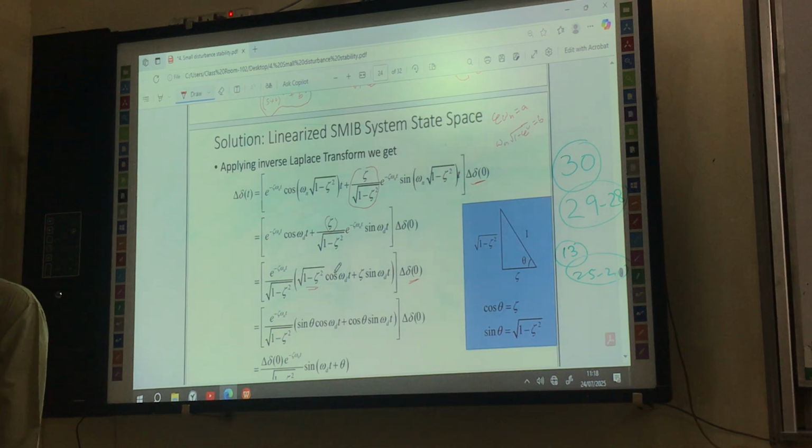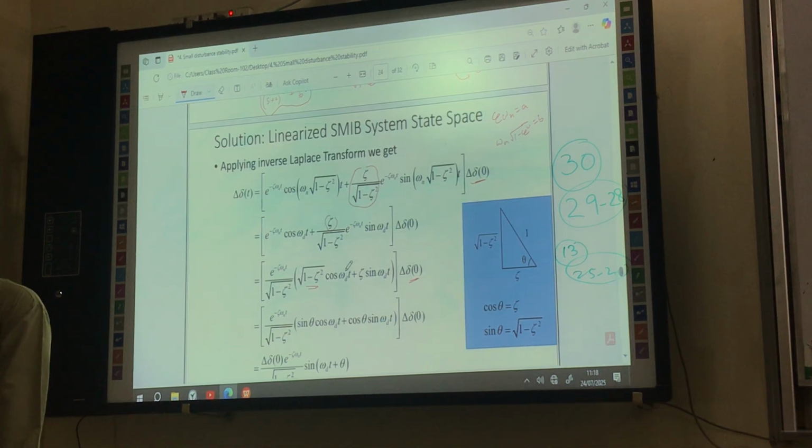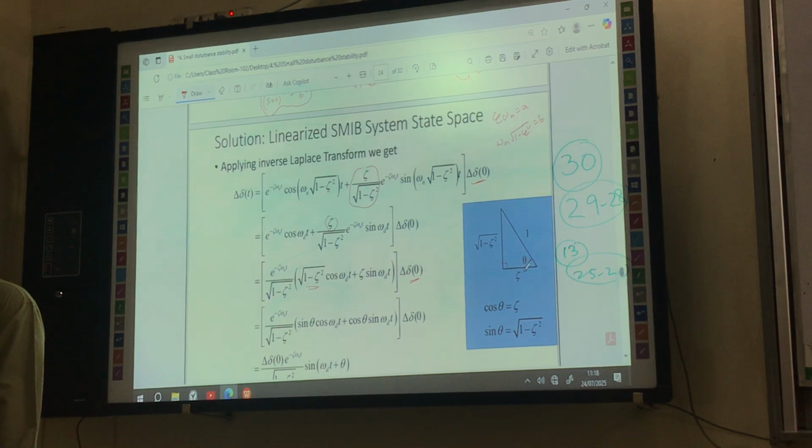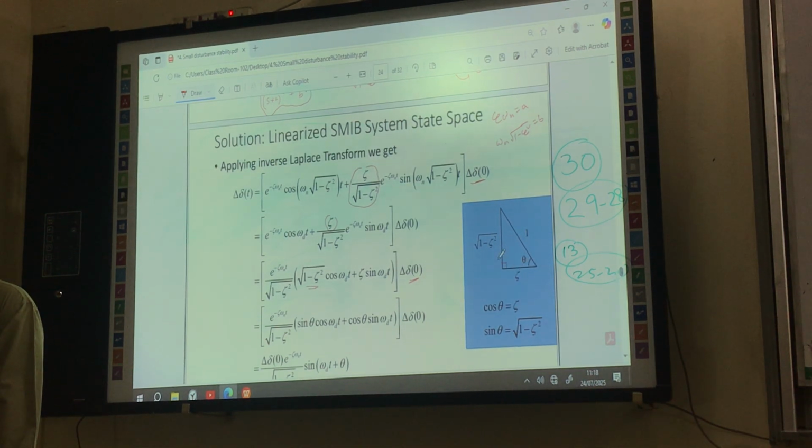Now here we have to use a trick. We have to use a right angle triangle. So let's say this is our right angle triangle. This is the base, this is the vertical arm and this is the hypotenuse. Let's say this is theta. Let's say the size of the base is zeta and the size of this vertical arm is root over 1 minus zeta square. So what will be the value of our hypotenuse? It will be root over this square plus this square, simply root over 1, that is 1.